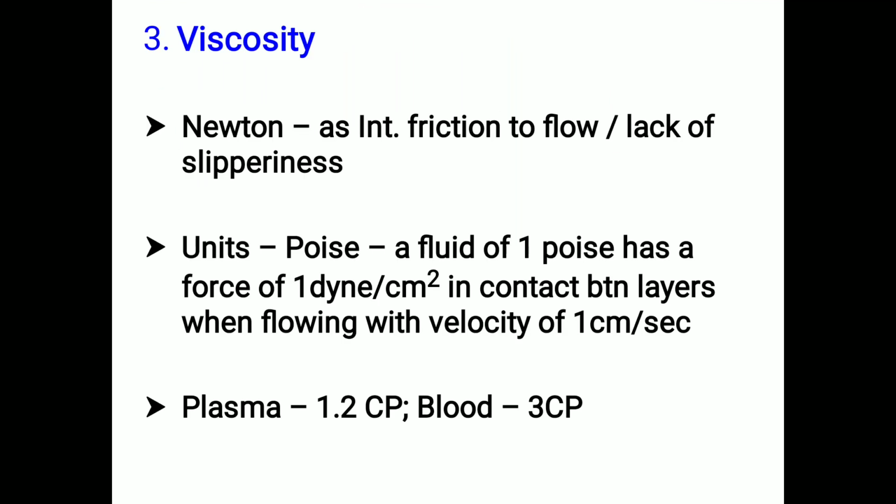The third important factor that influences resistance is viscosity. The resistance is directly proportional to the blood viscosity. Viscosity, as I already told, means lack of slipperiness between the layers of the fluid, or the presence of an internal friction during flow. The unit is poise. For plasma, the viscosity is 1.2. For blood, it is 3.